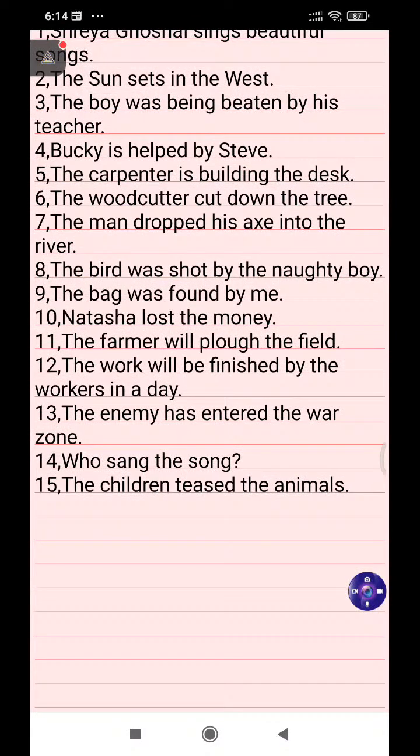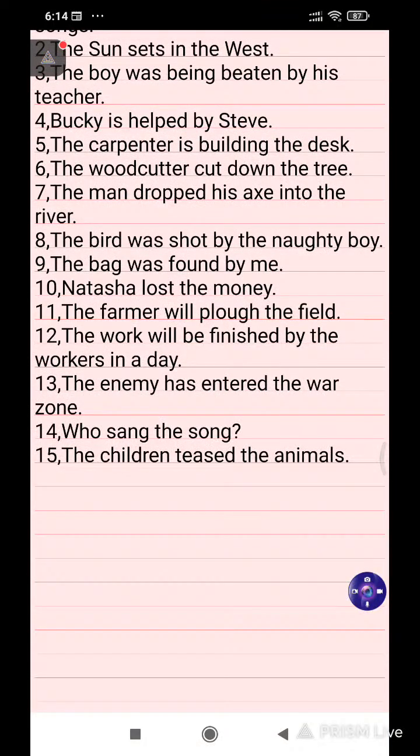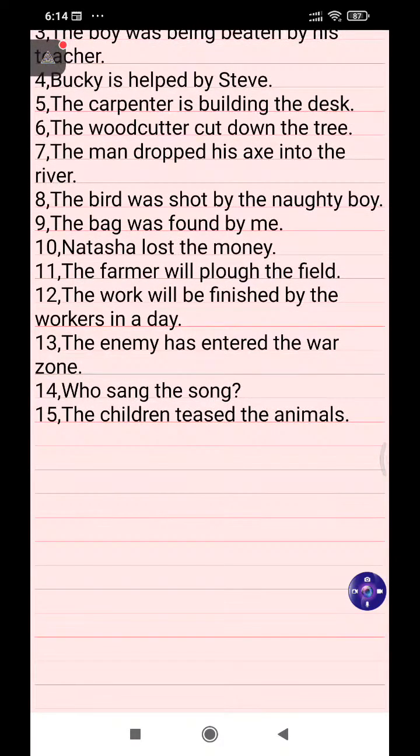The bird was shot by the naughty boy. The bag was found by me. Natasha lost the money. The farmer will plough the field. The work will be finished by the worker in a day. The enemy has entered the war zone. Who sang the song? The children teased the animal.